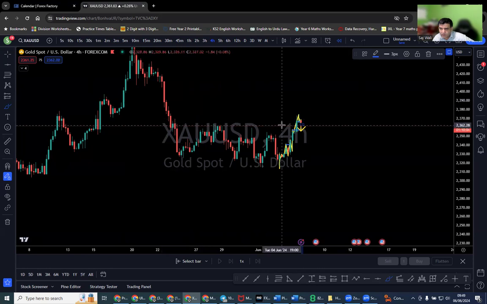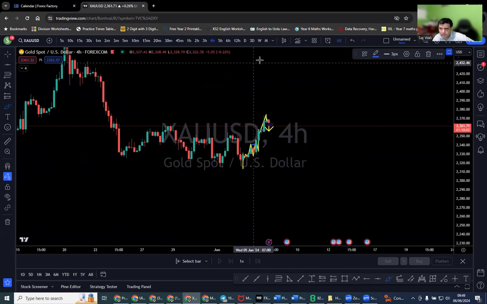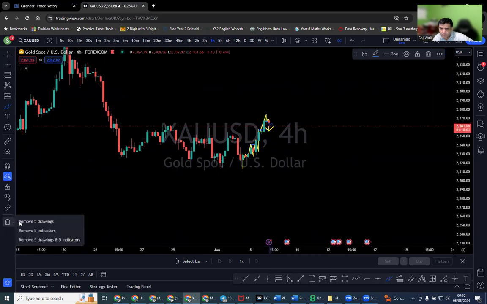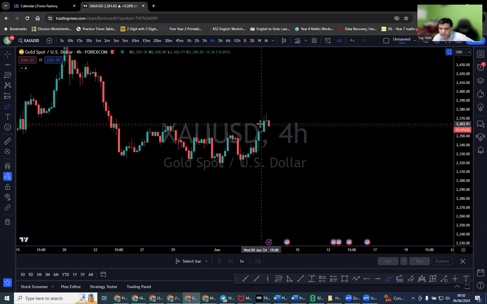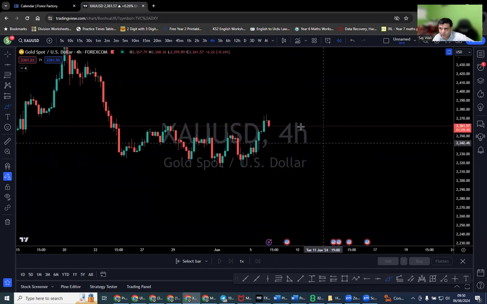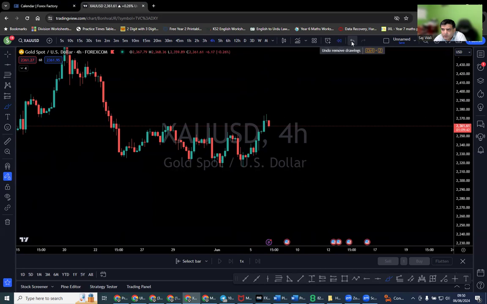And also this could be a liquidity sweep. So we can definitely classify it as a liquidity sweep here. And also it's an evening star in 4 hours. So we can definitely expect the market to come down. Right. And let me put that line back.